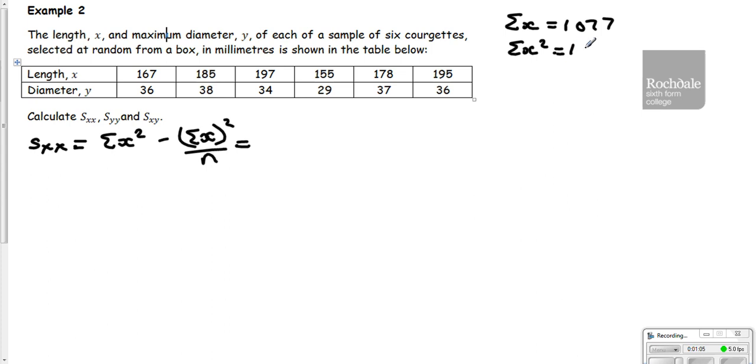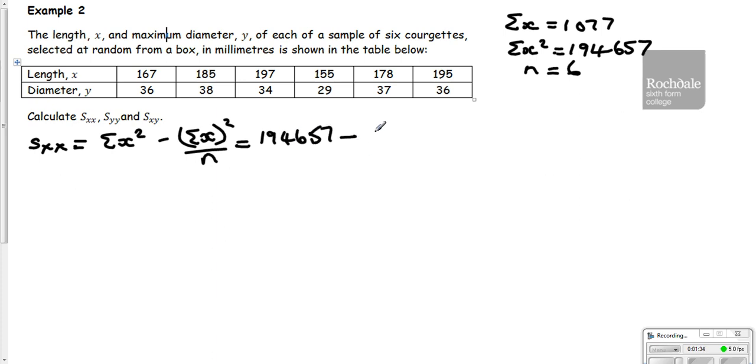And if you pause the video and had a go, I hope you got 194657. We also need to know n. N is 6. That's the number of items of data. It's not 12. Each courgette had 2 measurements associated with it. So the number of courgettes is 6, 2 measurements associated with each. That's why we've got 12 numbers. So we'll substitute those in now.